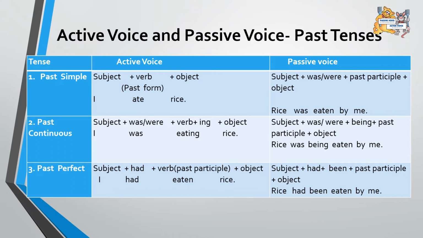The passive voice formula of past continuous tense is subject plus was/were plus being plus the past participle form of the main verb plus the object. The passive voice formula of past perfect tense is subject plus had plus been plus the past participle form of the main verb plus the object. Now you should study these three formulas.